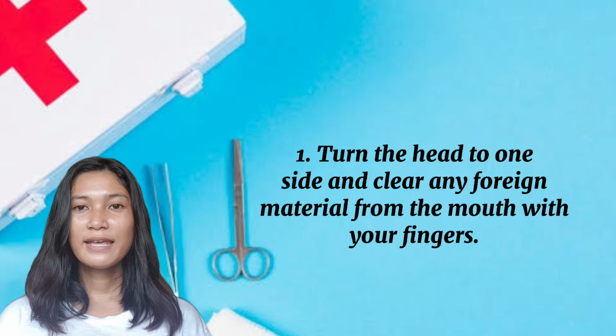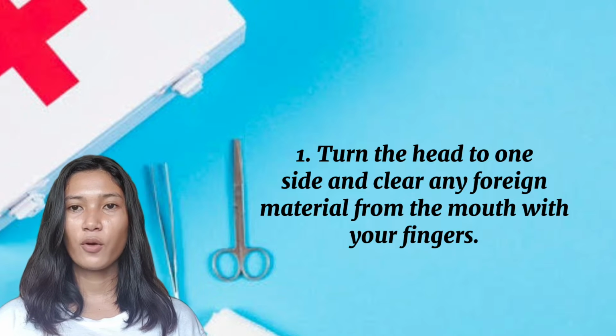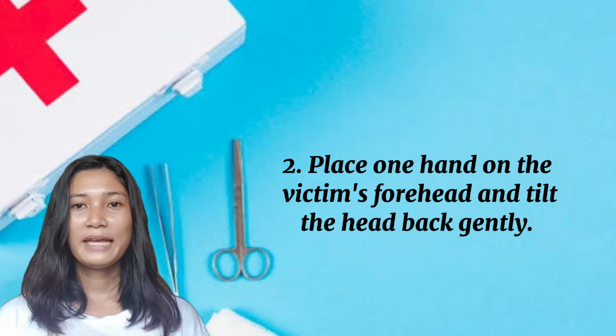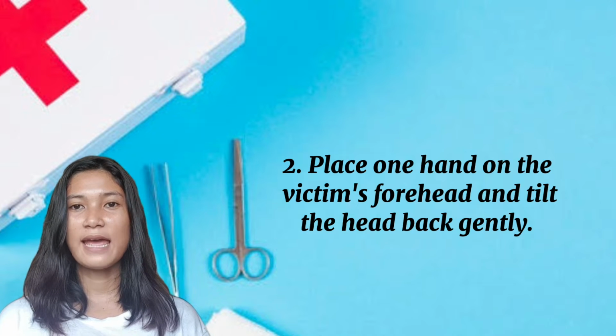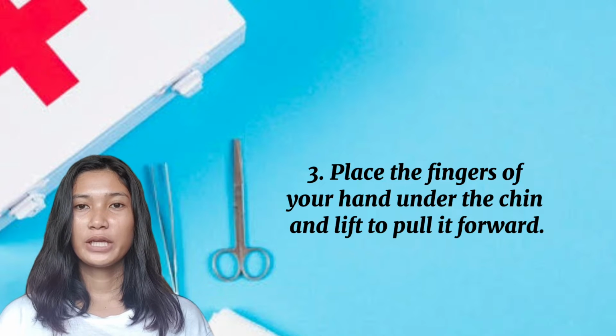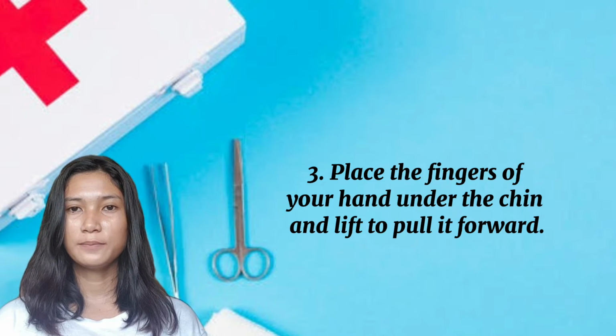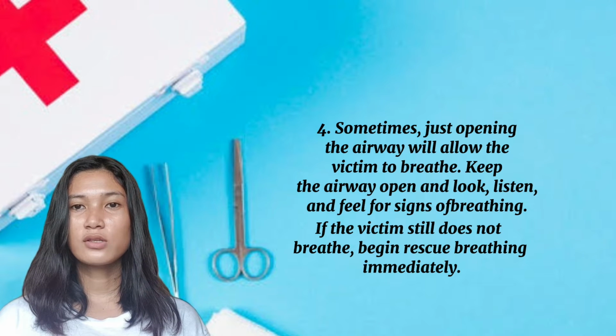Number 1. Turn the head to one side and clear any foreign material from the mouth with your fingers. Number 2. Place one hand on the victim's forehead and tilt the head back gently. Number 3. Place the fingers of your other hand under the chin and lift to pull it forward. Number 4. Sometimes just opening the airway will allow the victim to breathe.